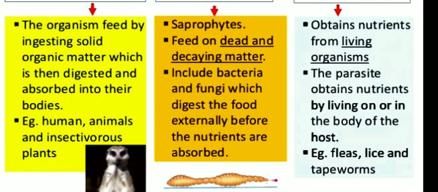In this, the organism feeds by ingesting solid organic matter, which is then digested and absorbed into their body. For example, in the case of us humans, we intake food through our mouth, then we have a buccal cavity where the food is chewed with the help of tongue, saliva and teeth, and then we swallow that food, which goes into the esophagus. That food goes to the stomach, where it is digested in the presence of gastric juices, and then it goes to the small intestine where the remaining food is digested, and then it goes to the large intestine where the useless food is taken out and the water is absorbed.